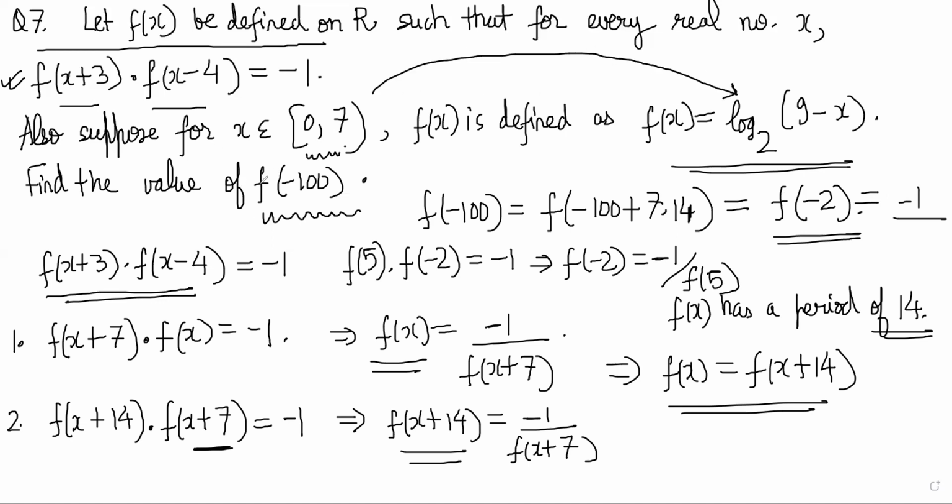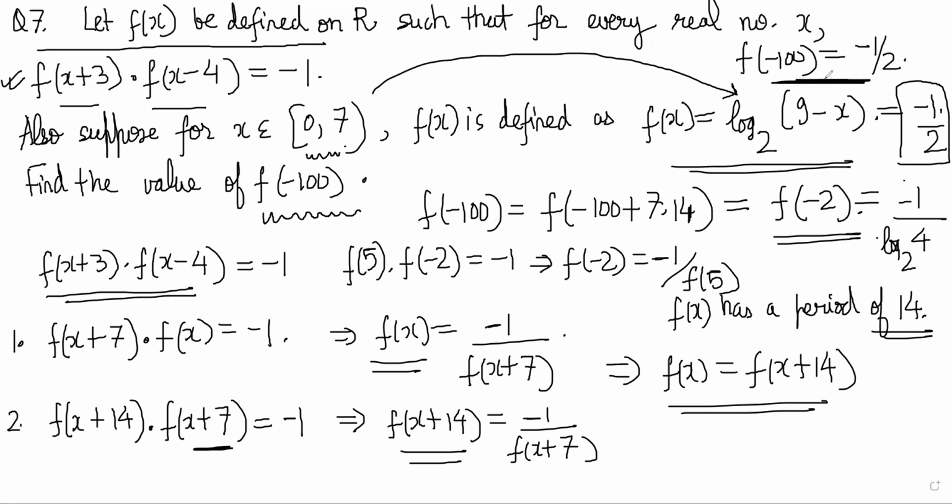If x was between 0 to 7, we know the definition. So we'll say it is minus 1 by f of 5, which is log 2, 9 minus 5 is 4. So the answer is simply minus 1 by 2, right? This is minus 1 by log 2, 4, right? So f of minus 100 is coming out to be minus half.